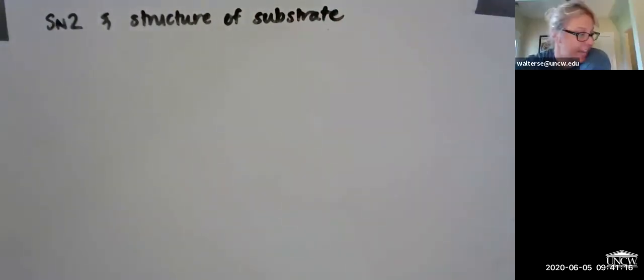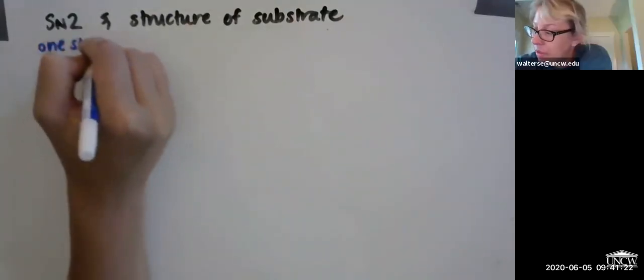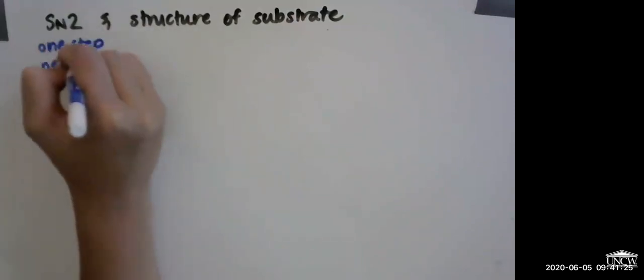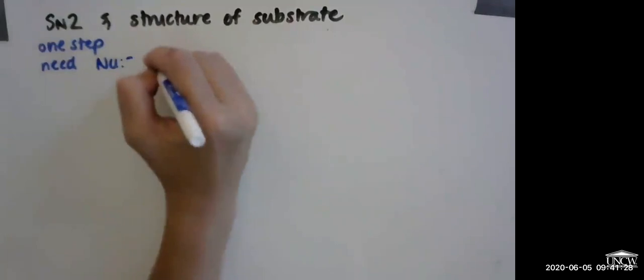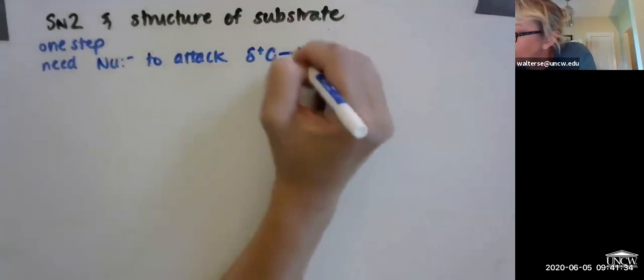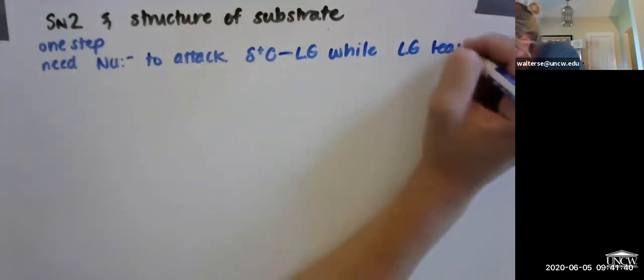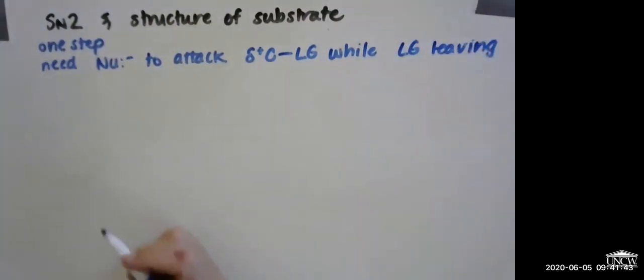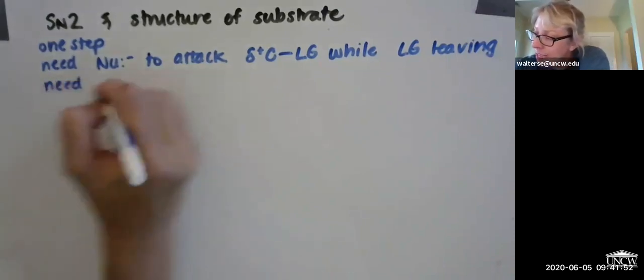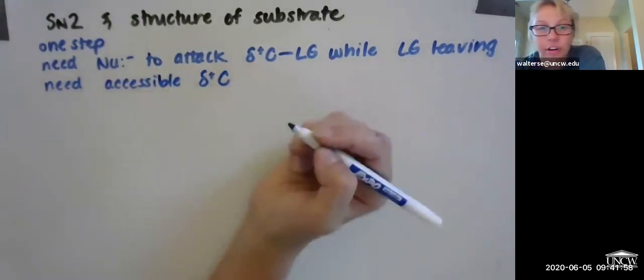So as we've said, the SN2 reaction is in one step in which we need our nucleophile to attack from the back the partially positive carbon with the leaving group while the leaving group is leaving. So we need an accessible partially positive carbon.